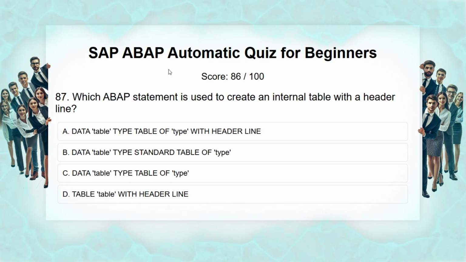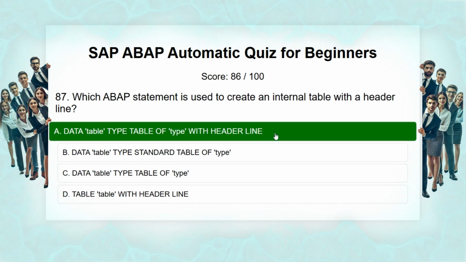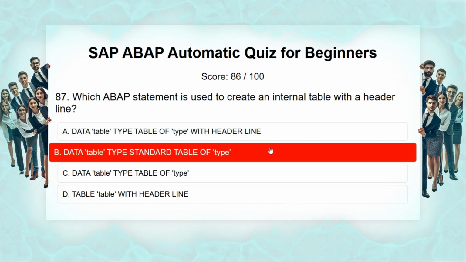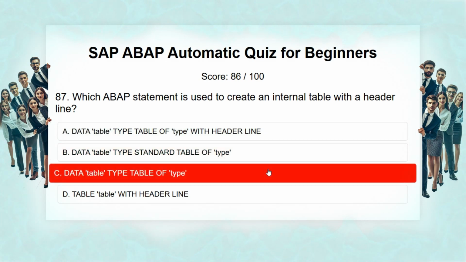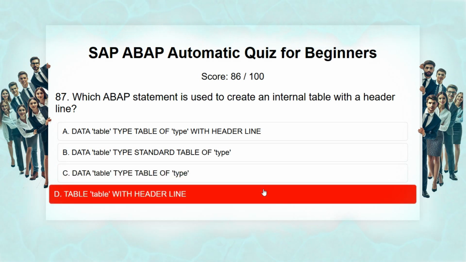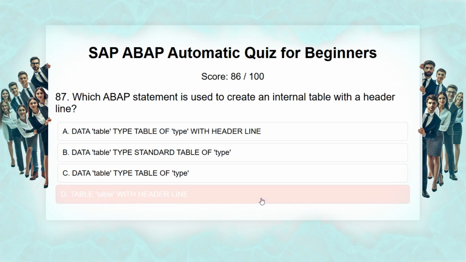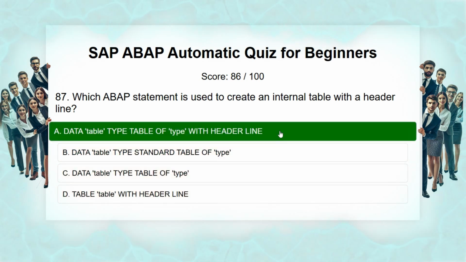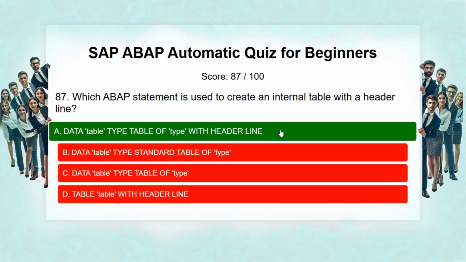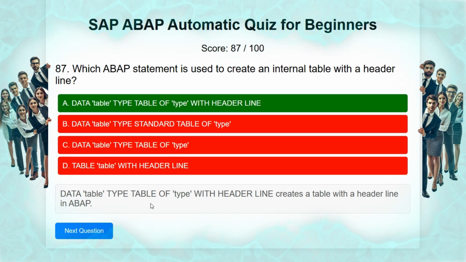87. Which ABAP statement is used to create an internal table with a header line? A. Data table of type with header line. B. Data table type standard table of type. C. Data table of type. D. Table with header line. Correct answer. Data table of type with header line creates a table with a header line in ABAP.